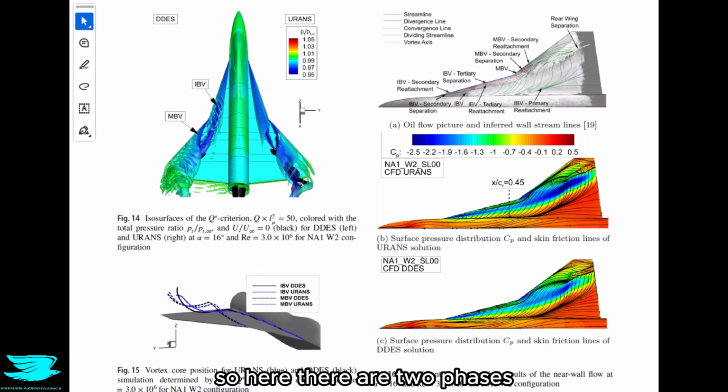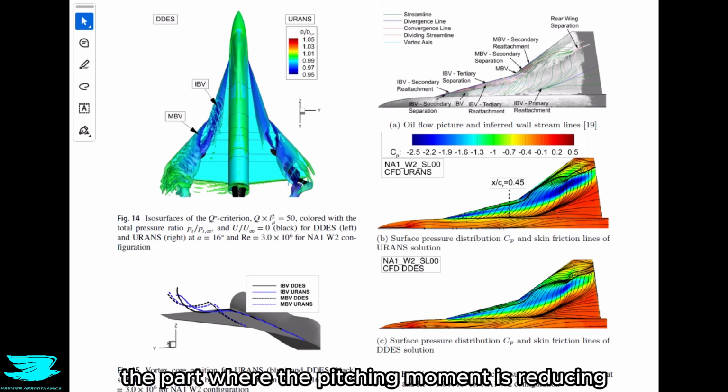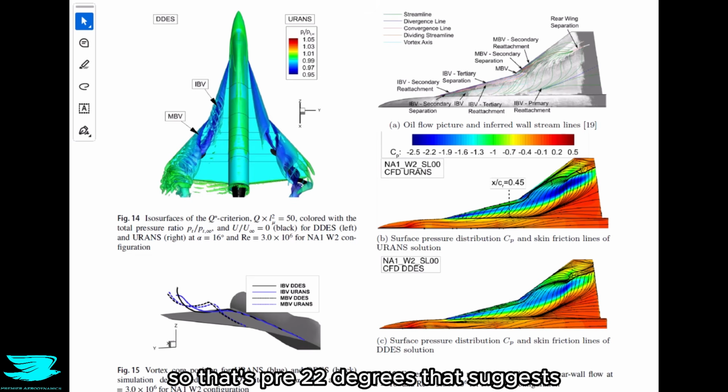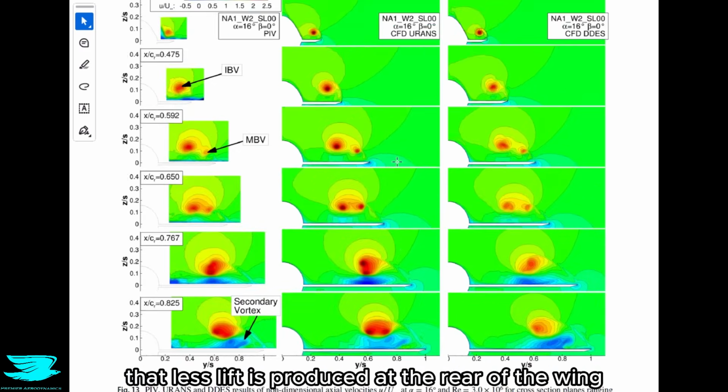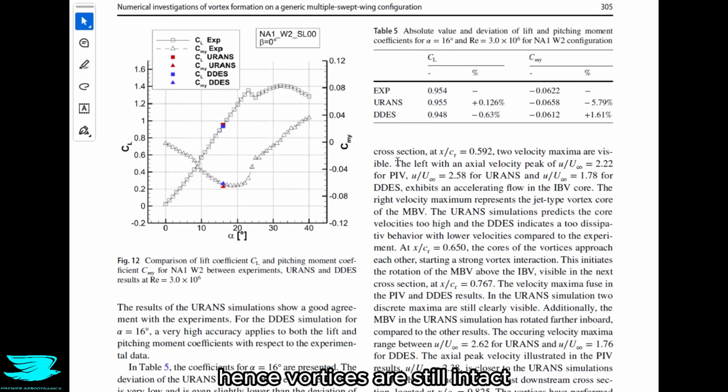So here there are two phases. The part where the pitching moment is reducing, so that's pre-22 degrees, that suggests that less lift is produced at the rear of the wing. Hence vortices are still intact and decent lift is produced there still. Then there is post-22 degrees, which is where the vortices burst and there is less lift in the rear.